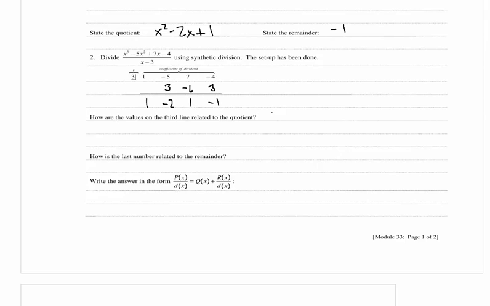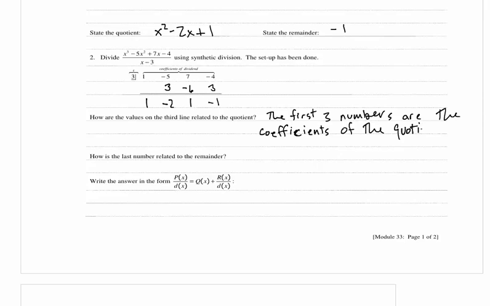So the first 3 numbers are the coefficients of the quotient. And how is the last number related to the remainder? The last number is the remainder.